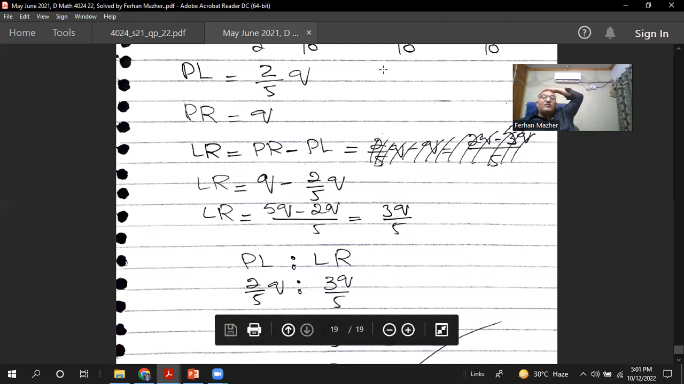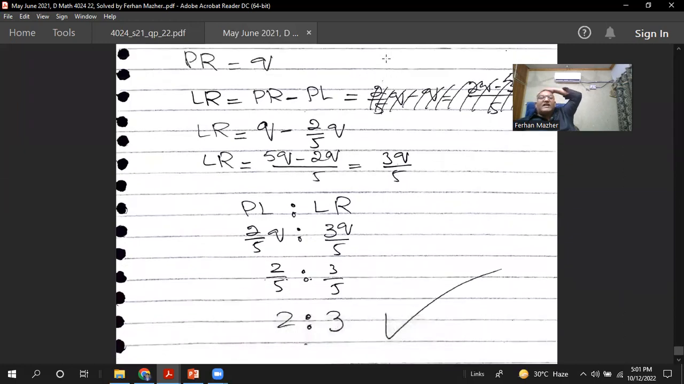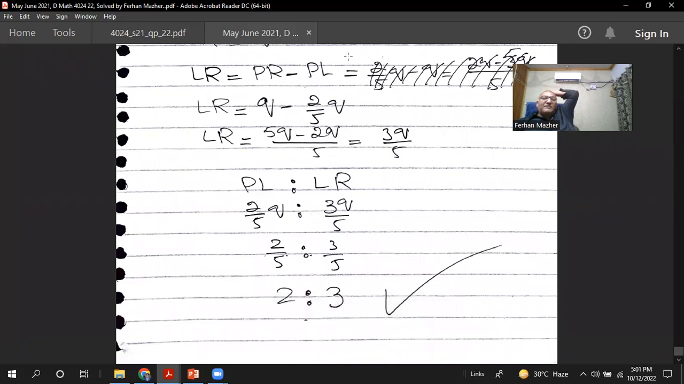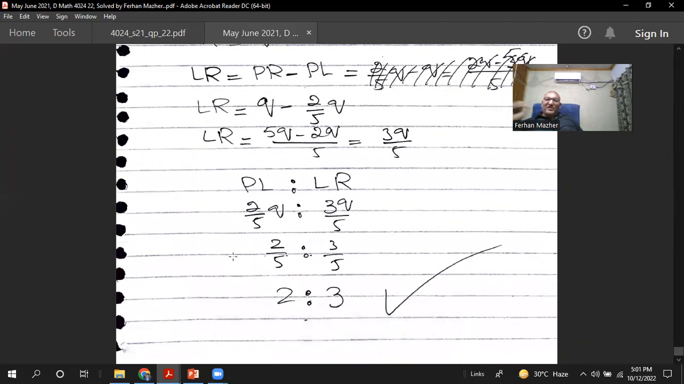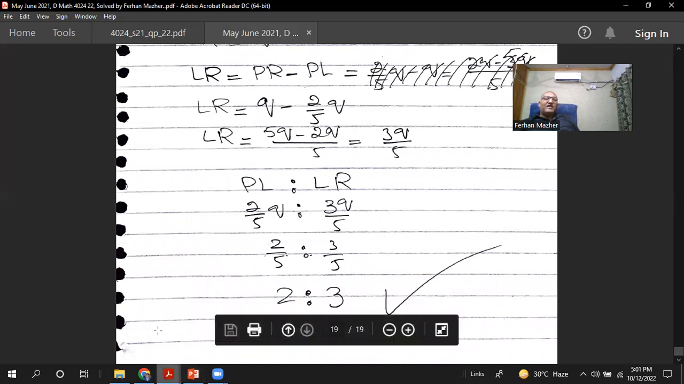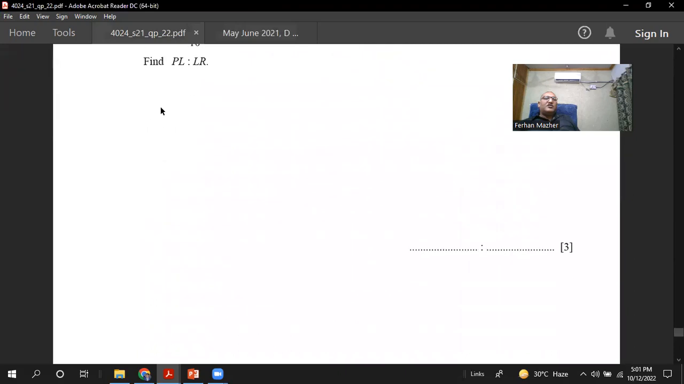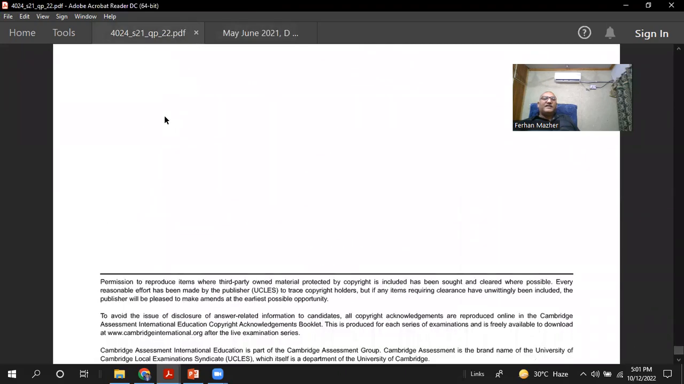So now I know the value of the PL. I also know the value of the LR. So I can tell you the ratio between them. PL ratio LR, that will be 2 by 5 of the q, ratio 3q by 5. The 5s are gone, q gone. So the ratio will be 2 ratio 3. So my dear students, by this question, we have reached the end of this paper. So this paper is completed.